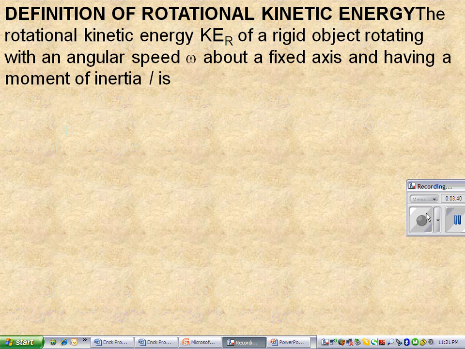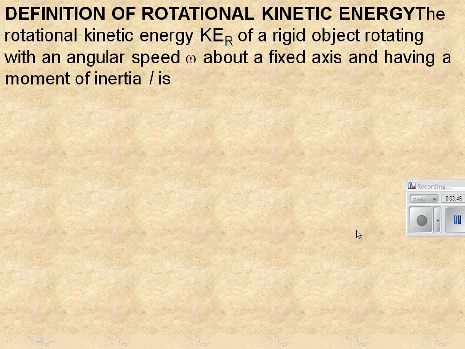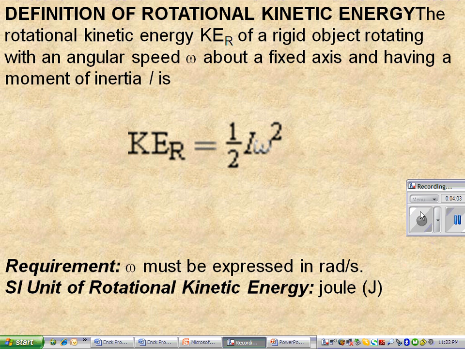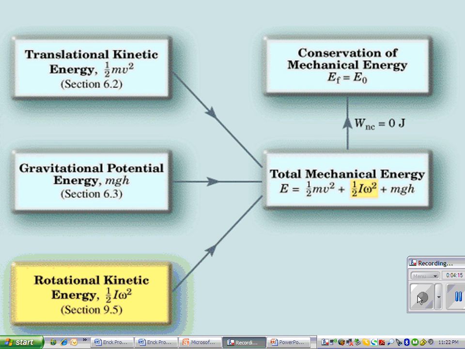The definition of rotational kinetic energy is this. Instead of kinetic energy equals 1/2 mv squared, it's kinetic energy equals 1/2 I omega squared. So the kinetic energy of an object that's rotating is, instead of 1/2 mv squared, 1/2 I omega squared. Omega is in radians per second, and kinetic energy ends up being in joules. The idea that the net work equals the change in kinetic energy holds true for these cases as well.